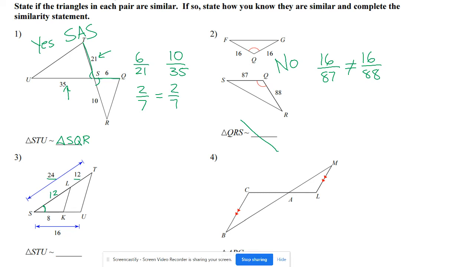But that's the old segment addition postulate from really early in the year. So now we can match these up. We have 8 and 16.